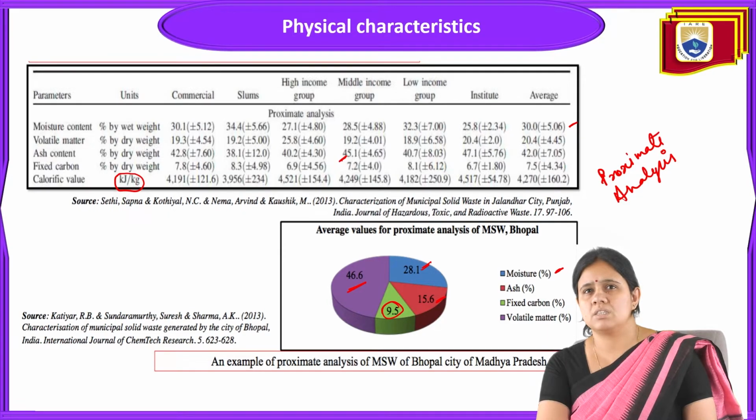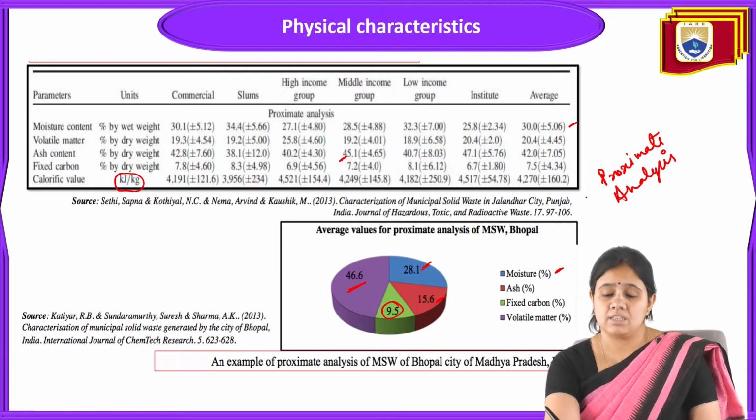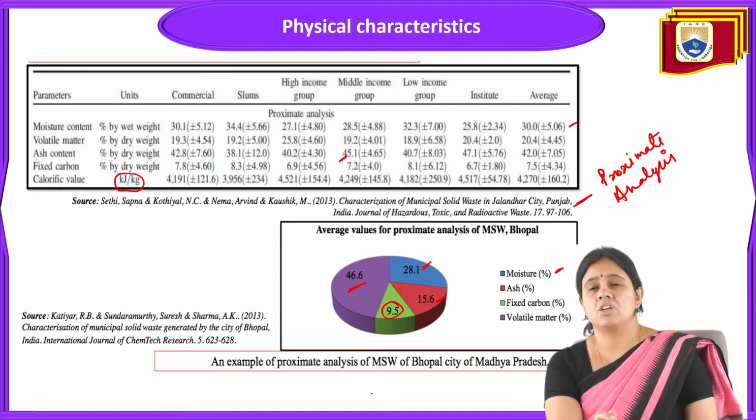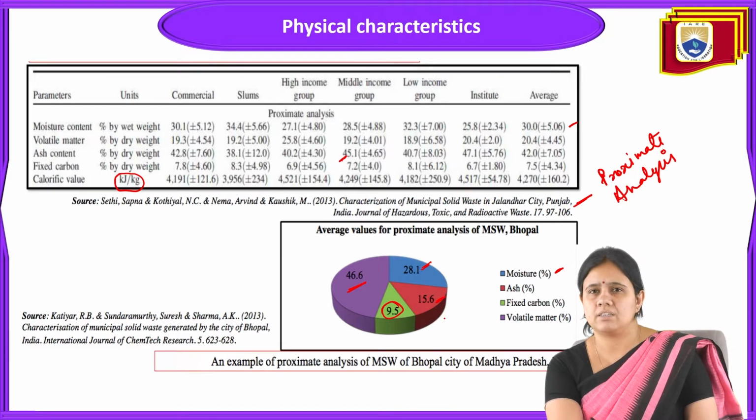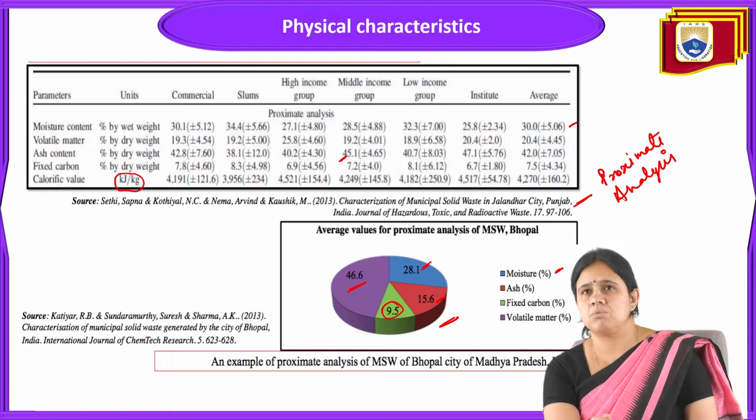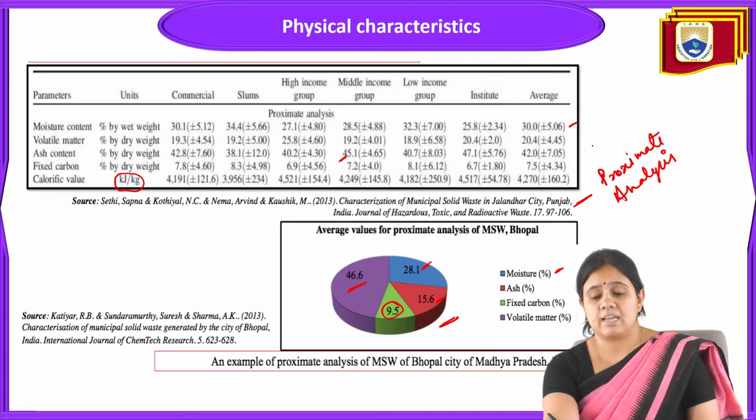The source of this is the characterization of municipal solid waste in Jalandhar city of Punjab. This has been published in the Journal of Hazardous, Toxic and Radioactive Waste. This study has been done by Katiyar R.B. and Sundar Murthy Suresh, and the other is on the characteristics of the municipal solid waste generated by the city of Bhopal, India, from the International Journal of ChemTech Research. From this we get the data: the average proximate analysis of MSW in Bhopal, and the proximate analysis in the city of Jalandhar in Punjab.